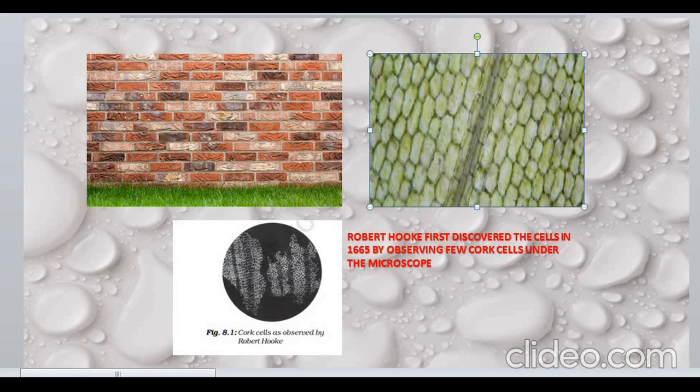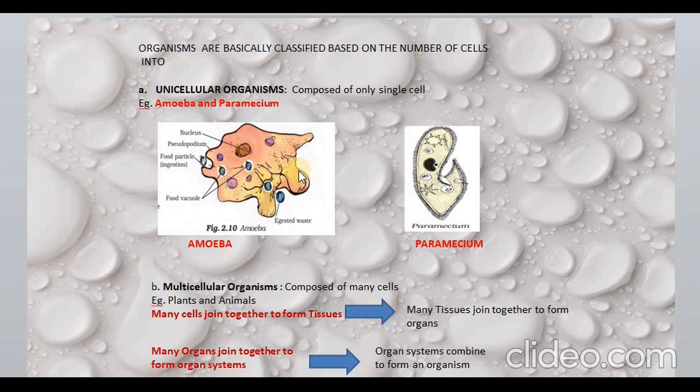The cells were first discovered by Robert Hooke in 1665 by observing a few cork cells from the bark of a tree under the microscope. This is how the cells of the bark look when watched by Mr. Robert Hooke. Based on the number of cells present, organisms are classified into unicellular organisms and multicellular organisms.